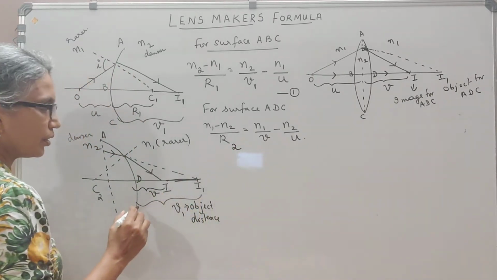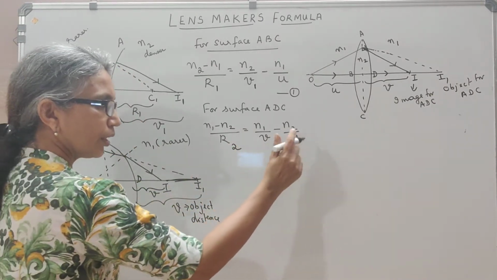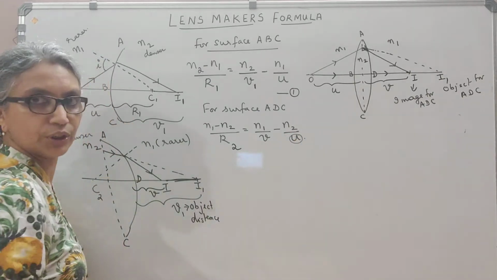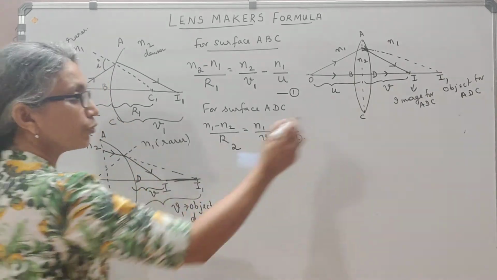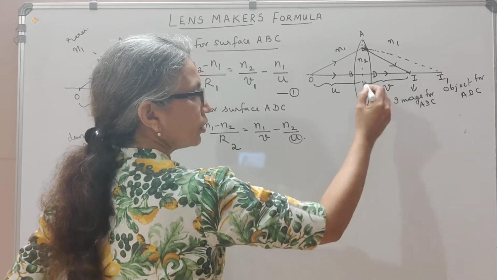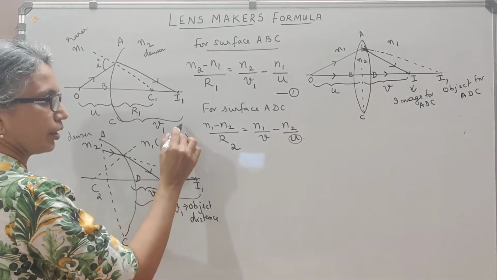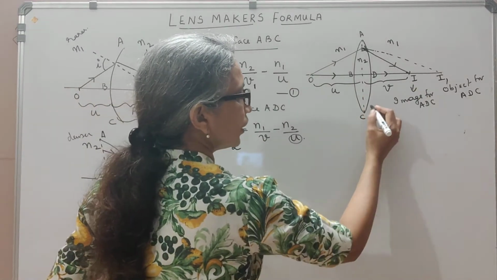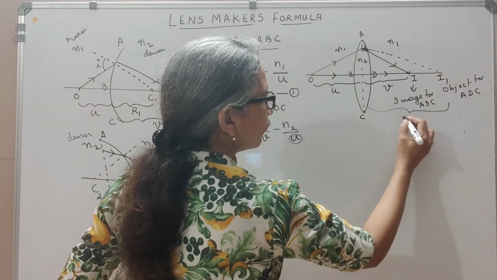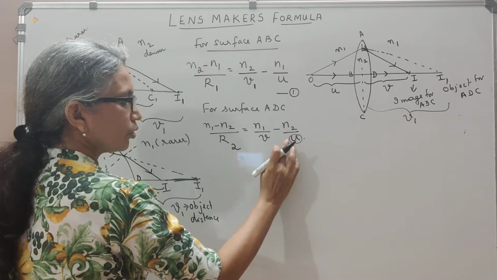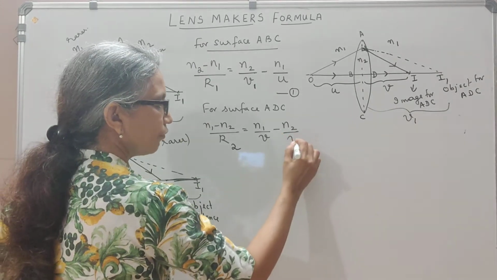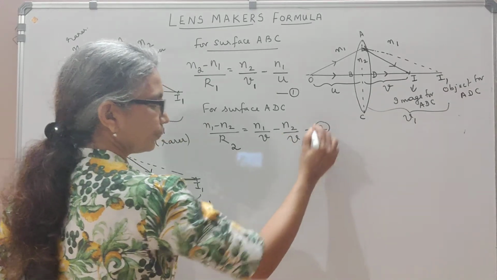Now I told you that this V will remain as V, but this U is the object distance. And for the second surface, we have this as the object, right? So we need to take this as the object distance, that is the V1. So here we have this as V, but this will be V1. So instead of U, I'm going to write it as V1, which is my equation 2.